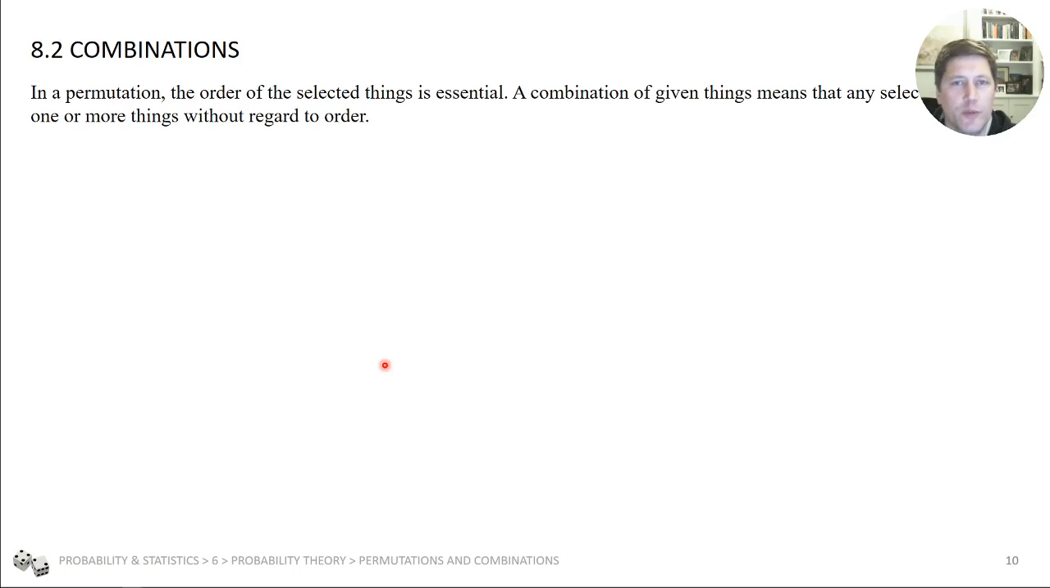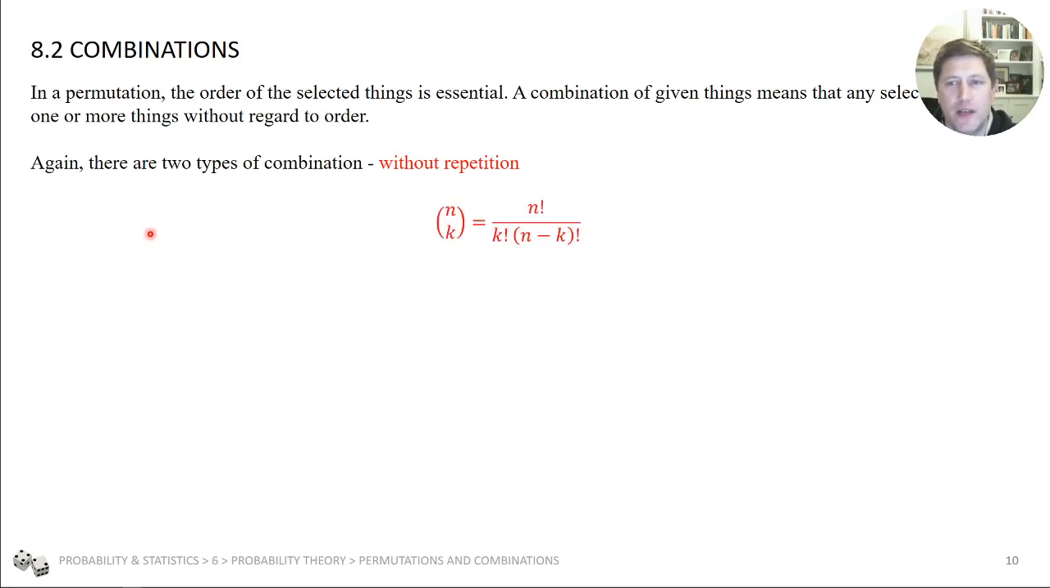Now we move on to combinations. I've been emphasizing how in a permutation the order of the selected things is essential, and it makes one permutation different from another even if they have the same elements in them, but in a different order. A combination is the case where we don't mind what order they're in, it's just about what the things are, irrespective of the order that they're withdrawn in or arranged in. Again, there are 2 types of combination, with repetition and without repetition.